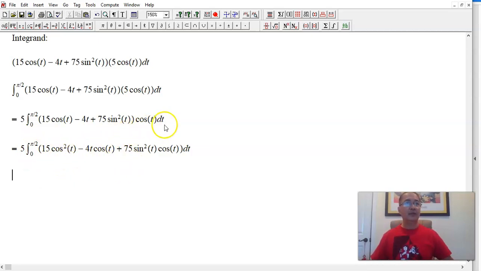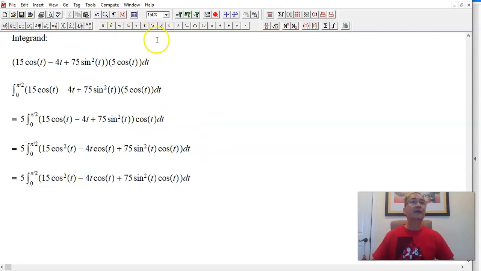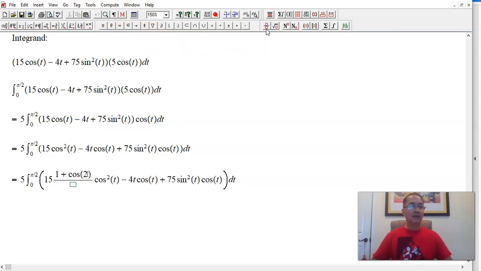We have 3 things that we need to integrate. I'm pretty sure you know how to do cosine squared because we've done that a gazillion times, right? So we convert to 1 plus cosine of 2t divided by 2. What about this one? If you were sitting right there in front of me, I would be asking, what integration technique should you be thinking of? We integrate by parts.